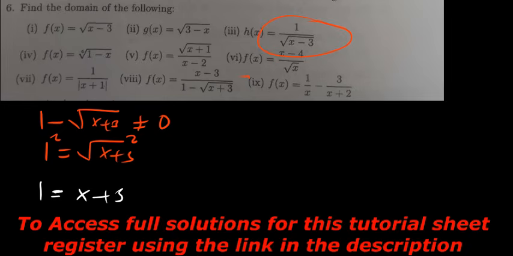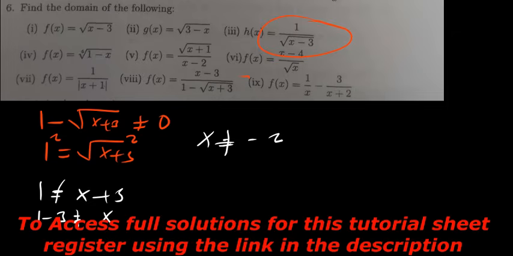Shift 3 to the other side: 1 minus 3 is equal to x, meaning that x is equal to negative 2. So x is not equal to negative 2. What does it mean? On top there, excluding the square root, x should never be equal to negative 2. But again, I've got the square root.